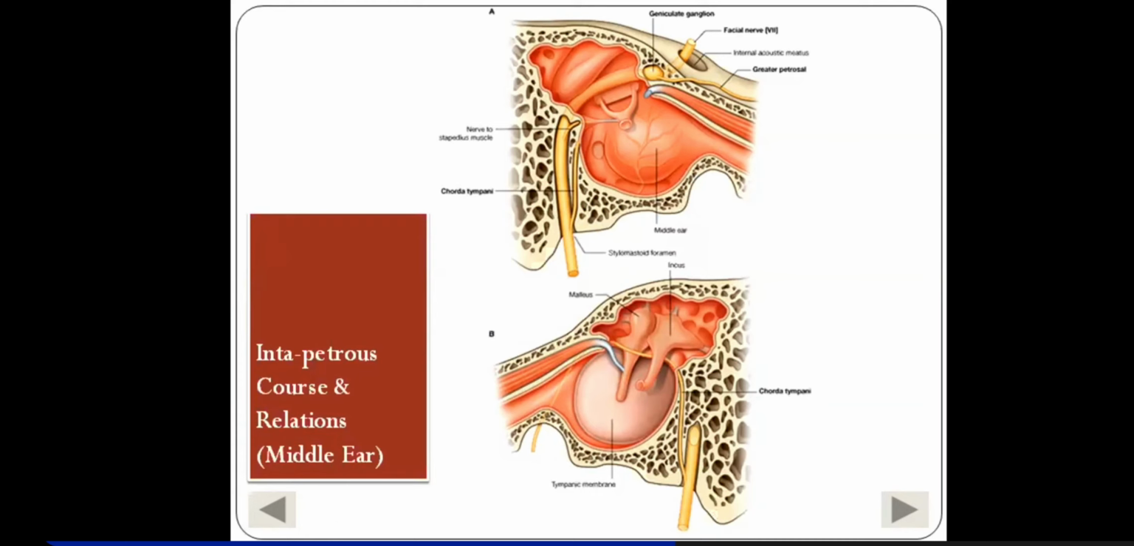In the infratemporal fossa, remember, it will descend down. Here it will be the styloid process. The two important relations: the facial nerve will run lateral to the styloid process, while chorda tympani will emerge medial to the styloid process. Down below, this chorda tympani will join the lingual nerve.